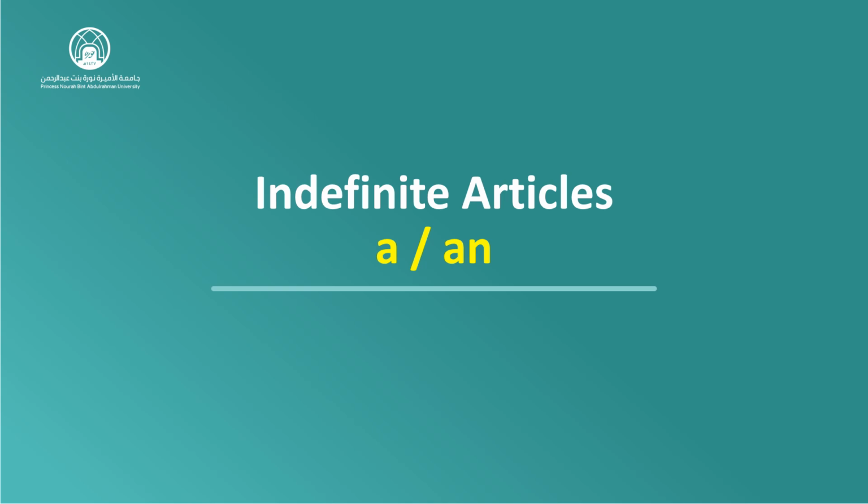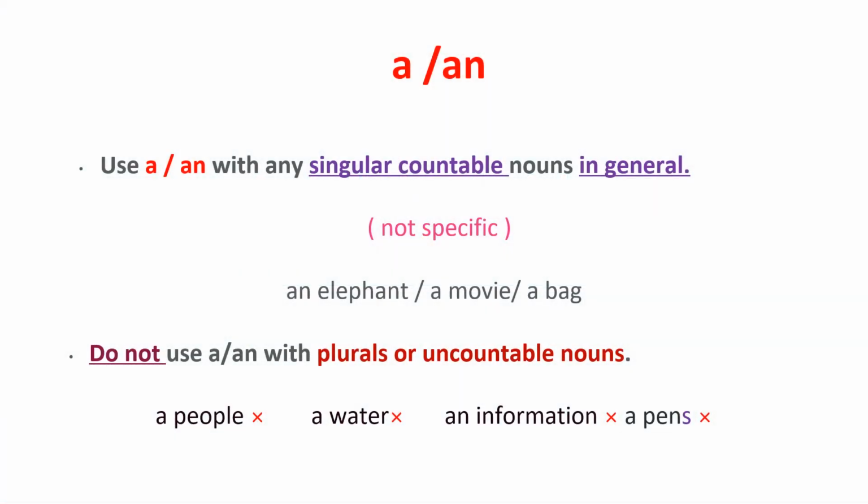Indefinite articles a and an. Use a or an with any singular countable nouns in general, not specific. For example, an elephant, a movie, a bag. Do not use a or an with plurals or uncountable nouns, like for example, a people, a water, an information, a pens.